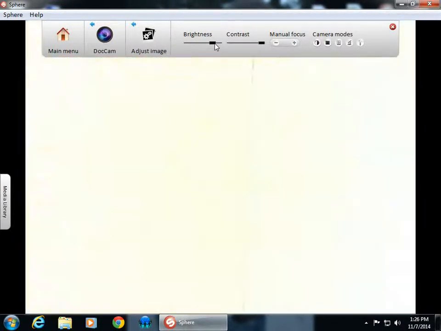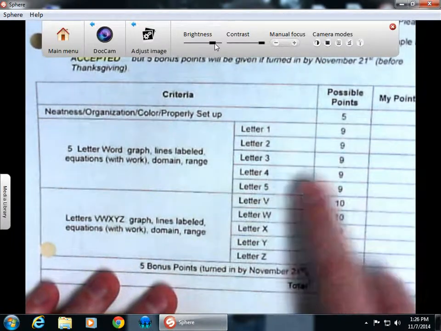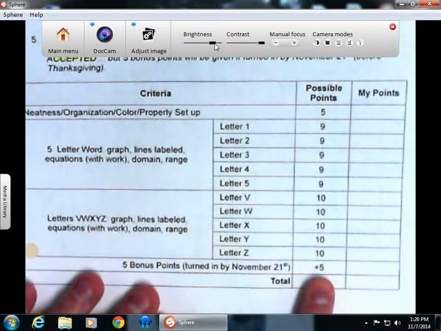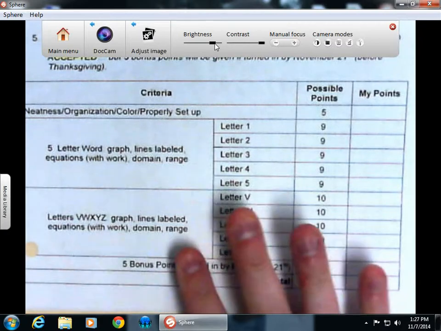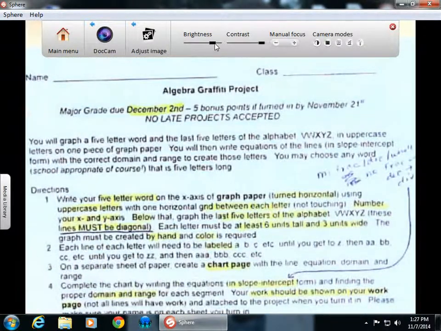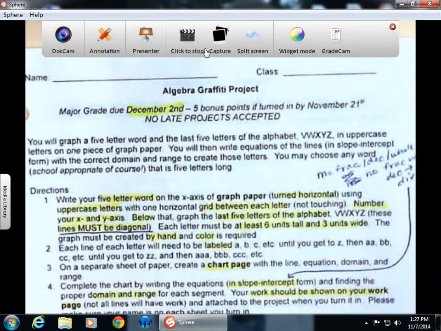Okay? You need to make sure, look at the front of your rubric. This is breaking it down. Your letters are worth 9 points apiece. These are worth 10 points apiece. If you turn it in by November 21st, which is the Friday before Thanksgiving, you get 5 bonus points. It is due December 2nd, which is the Tuesday after Thanksgiving break. You need to make sure it is turned in or you are getting a 0.